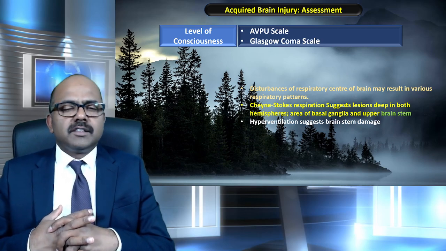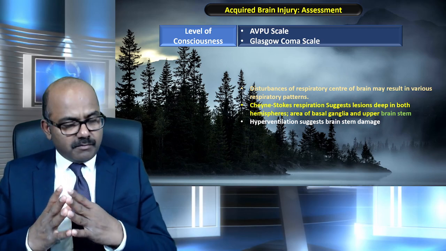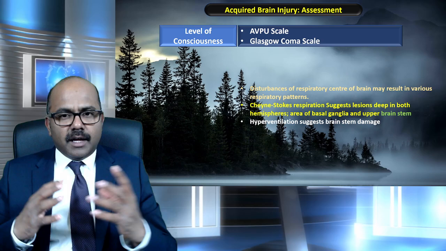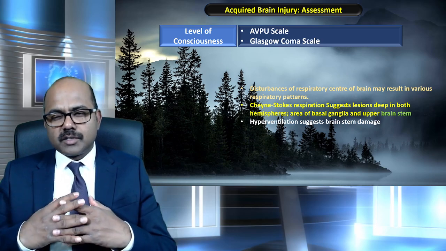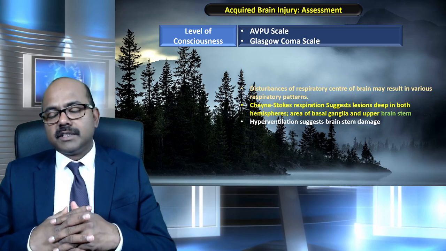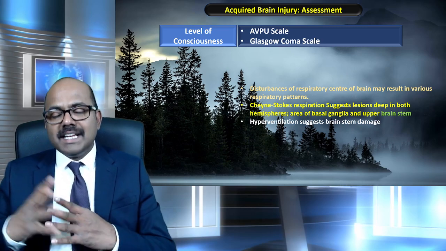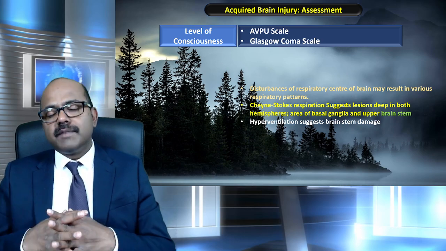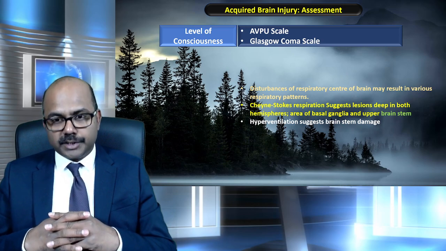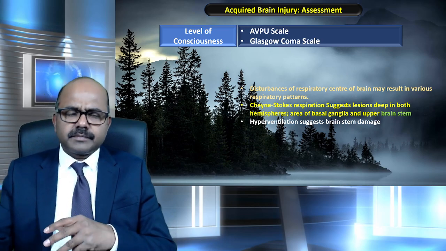So this is one of the simplest but very valuable scales which you can use for a patient with a head injury. If you want to know a detailed score, you need to do a Glasgow Coma Scale. Everyone must be familiar with the Glasgow Coma Scale. Maximum score is 15. Anything below 12 is critical. Anything below 8 indicates intubation or advanced airway.